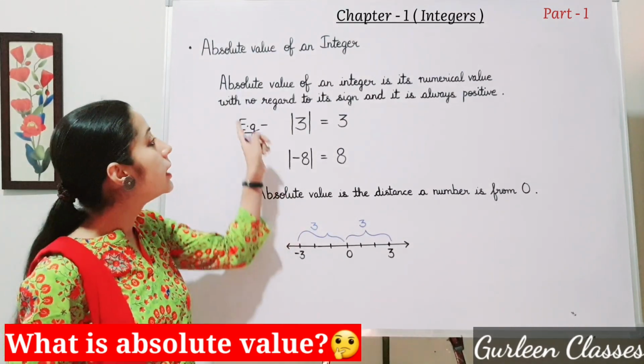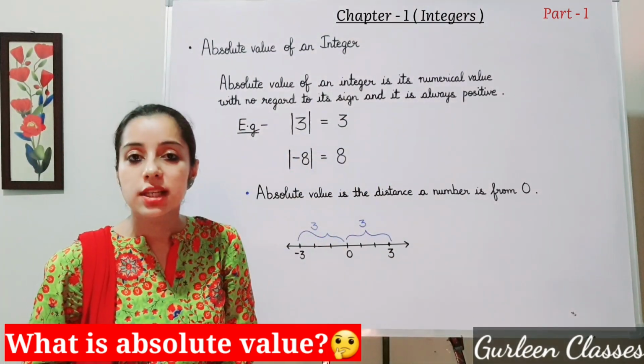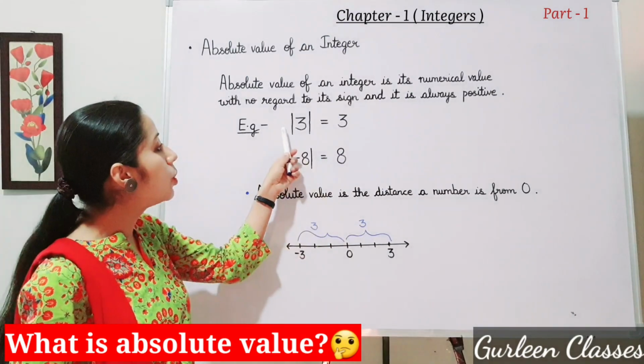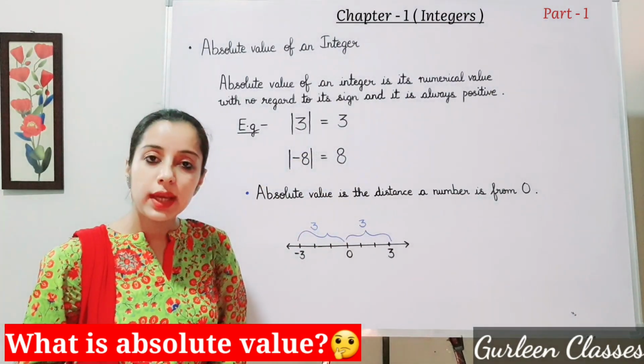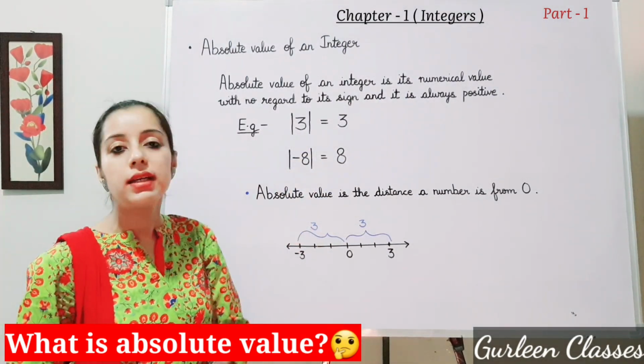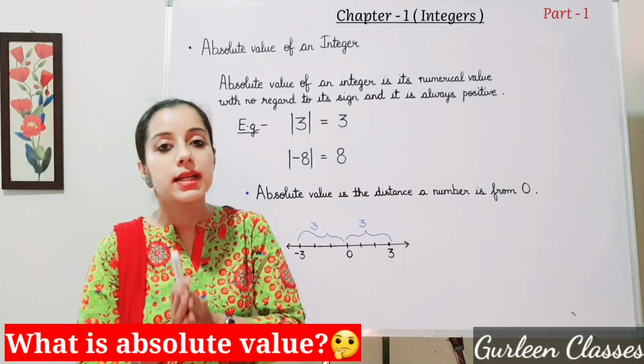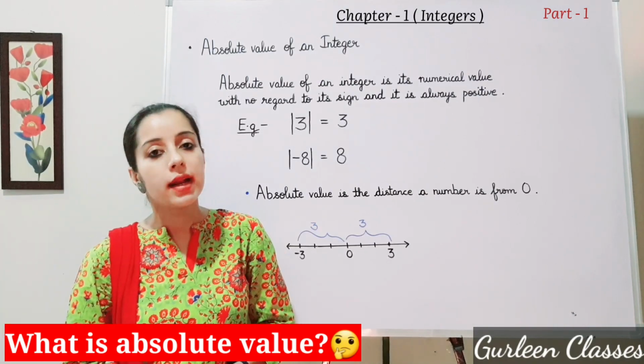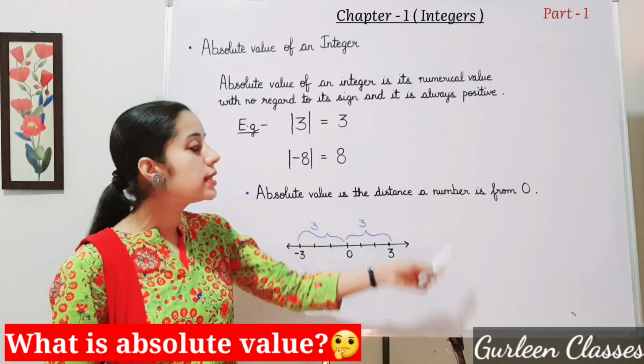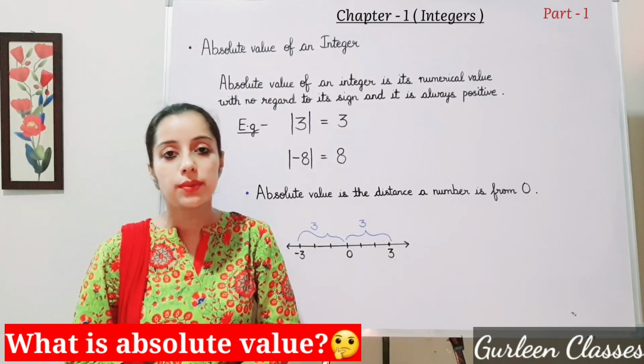As I said, it is always positive. Example, the absolute value of 3 will be 3. The absolute value of minus 8 is 8. It is always positive. In other words, you say it is the distance a number is from 0.